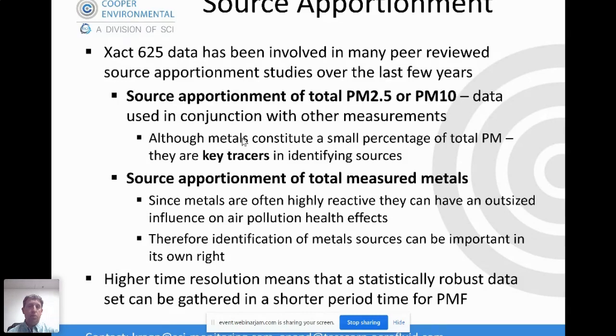One key factor, though, that people are finding with the high time resolution measurements being made by the Xact and other field instruments is that you can begin to get a statistically robust data set in a much, much shorter period of time. If you're going to do a factor analysis approach like PMF, you need a large data set to get good, reliable results. And you can get that much more quickly with high time resolution measurements, with hourly measurements made, for instance, with the Xact or with other high time resolution instruments like OCEC instruments or mass spectroscopy instruments.